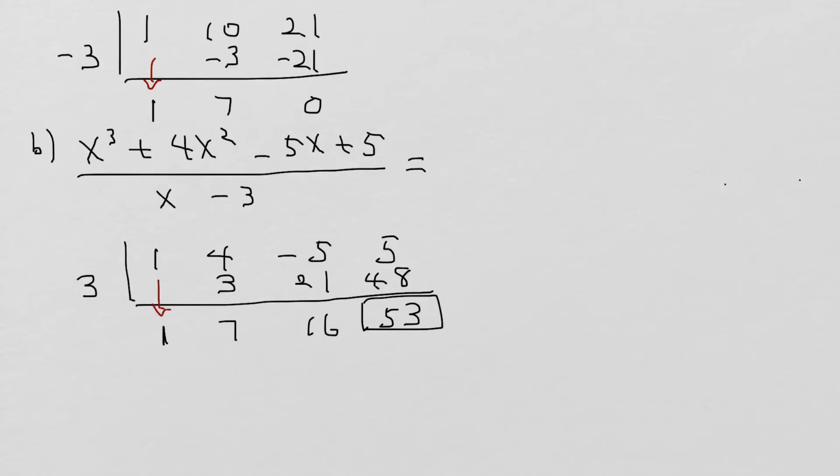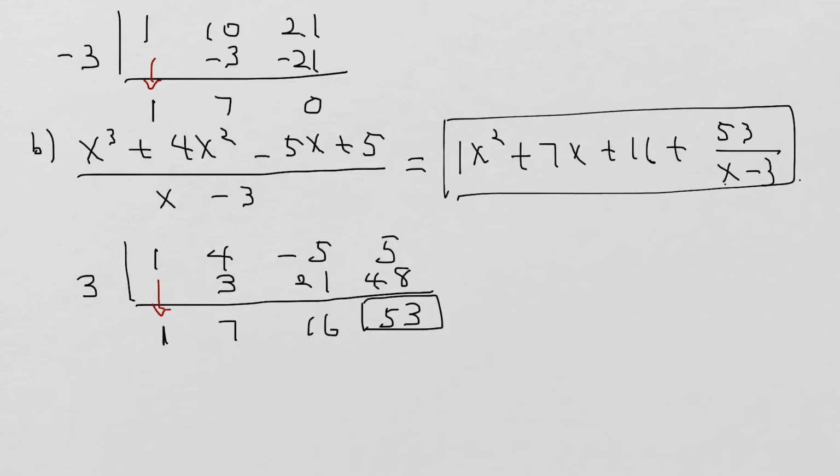So what you end up getting: you started with a cube, and you're dividing by a linear. So you're subtracting 1 degree, and you're going to get a square left over. So you're going to end up getting 1x squared plus 7x plus 16 with your remainder of 53 over x minus 3. That will be the solution of that division right there.